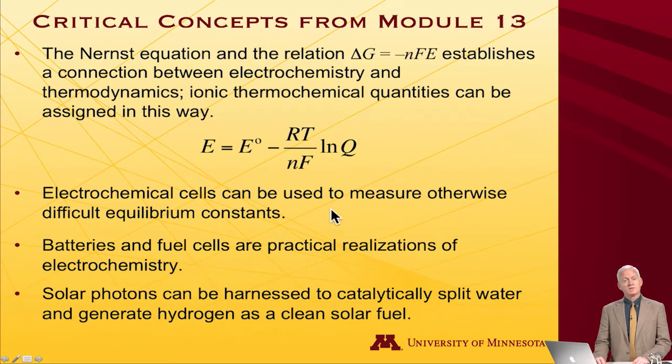So electrochemical cells are moreover useful for measuring things that would otherwise potentially be quite difficult to get at, certain kinds of equilibrium constants. We saw the example of a silver chloride solubility product, for instance. They're also quite often used to measure acidity constants for weak acids. Batteries and fuel cells are the ultimate practical realizations of electrochemistry, and I spent quite a bit of time looking at a few of those.